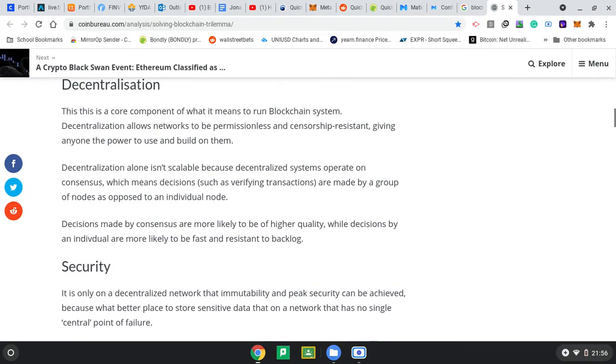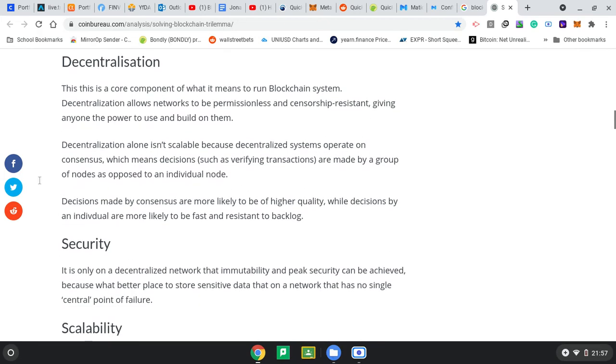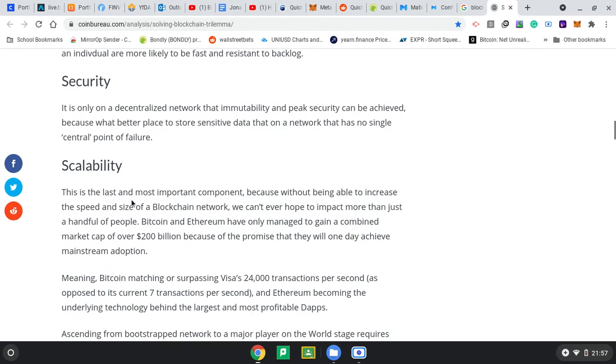So decentralization is the core component of what it means to run a blockchain system. Decentralization allows networks to be permissionless and censorship resistant. So it's about no one party controlling it. It's not a central organization. Then it needs to be secure. It also needs to be scalable so things can happen fast.